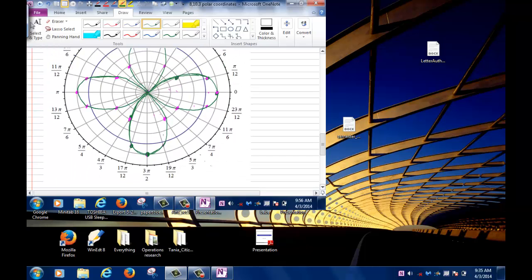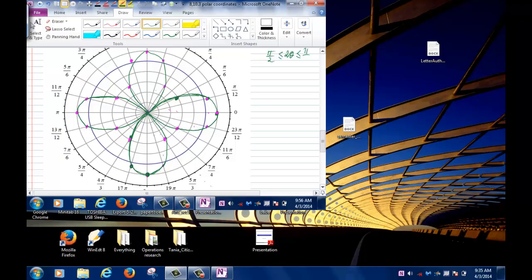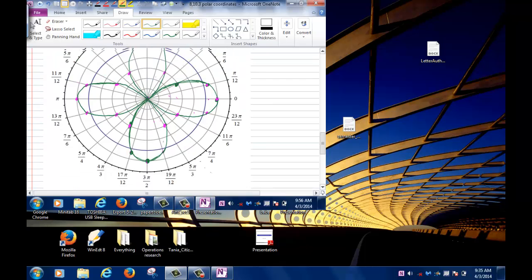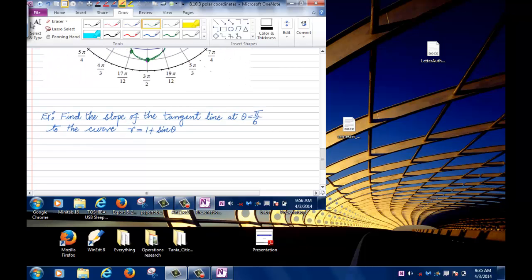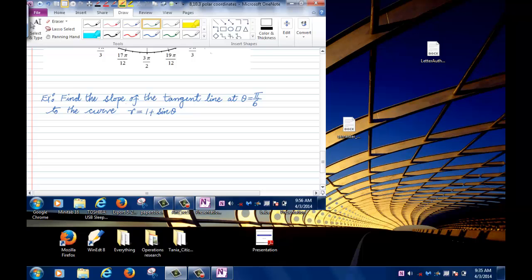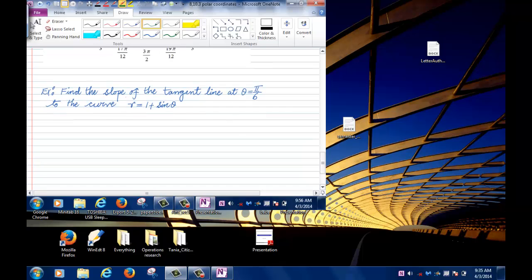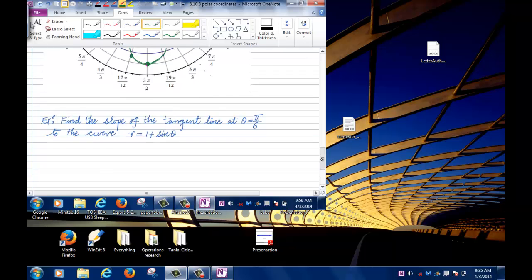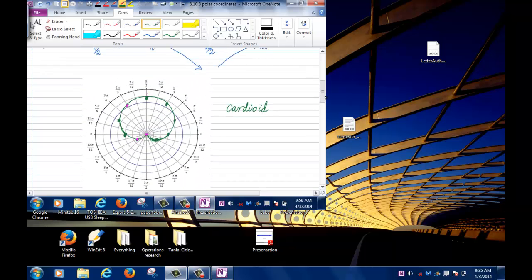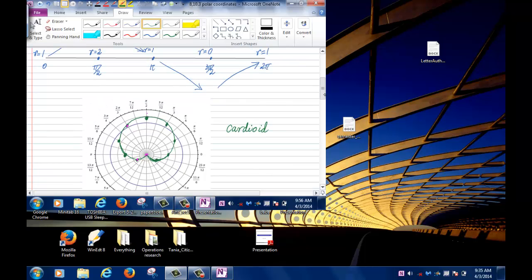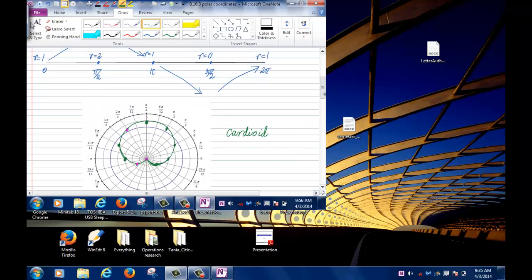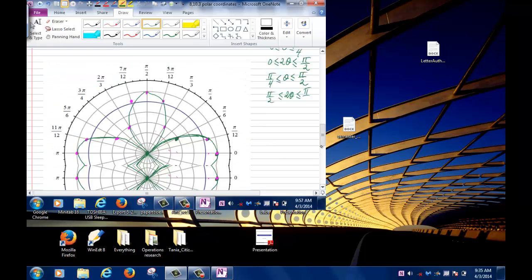Okay, so everybody gets how I got the graph? Everybody's okay? All right. So let's now look at this question. Remember that let's say I want to find the slope of the tangent line at the point theta equals pi over 6 to the curve r equals 1 plus sine theta. So we are talking about this first curve here, right? The first curve at pi over 6. I want to know what's the slope of the tangent.